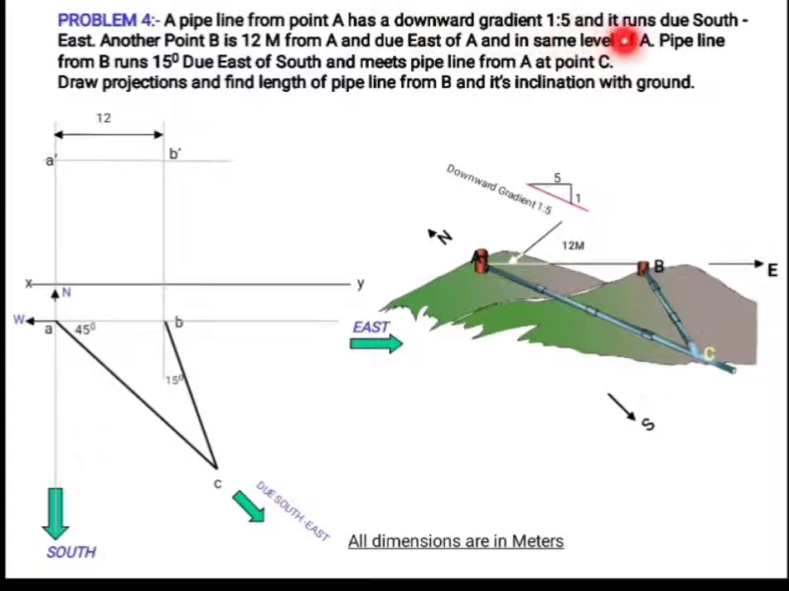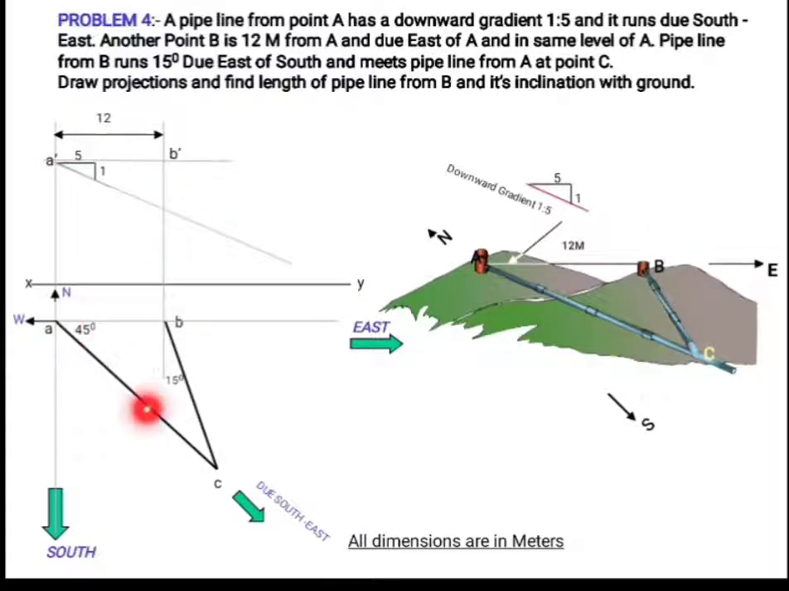Another data given is the slope of the pipeline from A, that is 1:5. So I am marking 5 units in the horizontal direction and 1 unit in the vertical direction, and joining these endpoints I will get the slope of the line. Now I am extending this slope of the line through A, in which I can mark the true length of the pipeline. The true length of the line is not given.